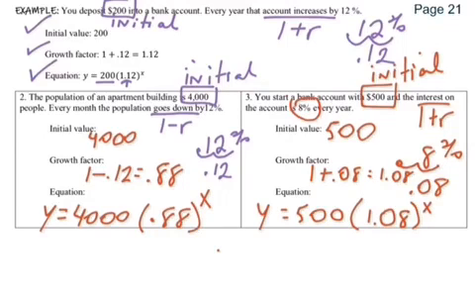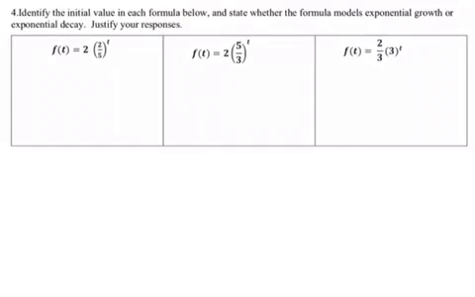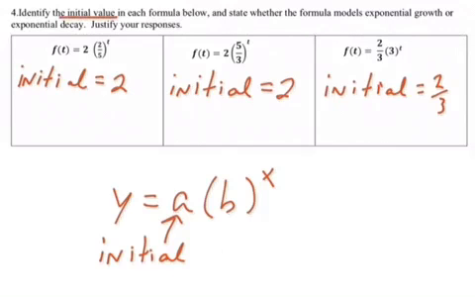Going on to the next question, number 4, they want you to identify the initial value in each formula below. Pause the video and do that now. So keep in mind the initial amount or value is the number in the front. So for the first one, your initial would be 2. The second one is 2. And your last one would be 2/3.